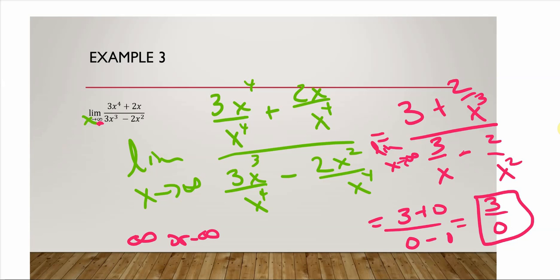So you only look at the biggest power. In this scenario, the biggest power is up here, and the biggest power on the bottom is here. So when I plug it in, I'm going to end up with a positive on top and a positive on the bottom, and that is going to give me positive infinity.